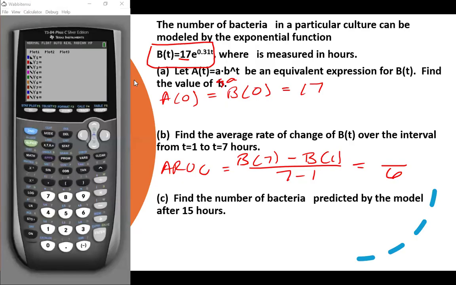So we have 17, and to get E, it's second ln, 31 hundredths, and x. So that is my y of 1. I'm going to go to my calculator homepage, and I need to find b of 7 minus b of 1. So I'm going to hit alpha trace y1 of 7 minus alpha trace y1 of 1, because my y1 is my b, and I'm going to let it do the math.